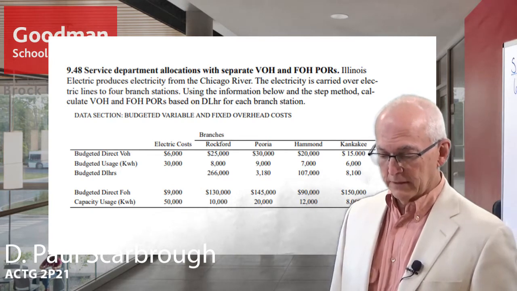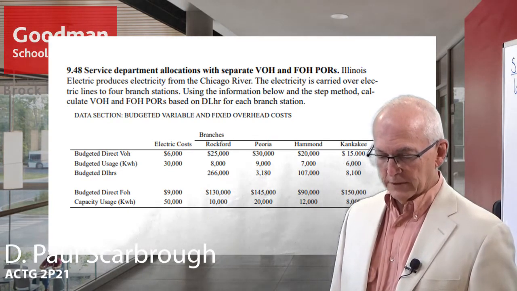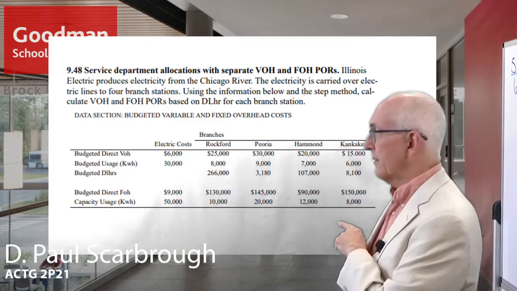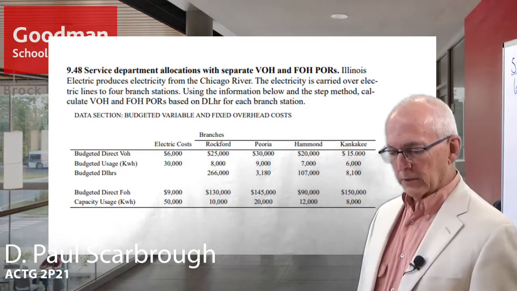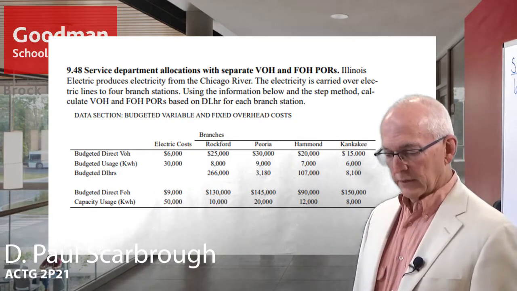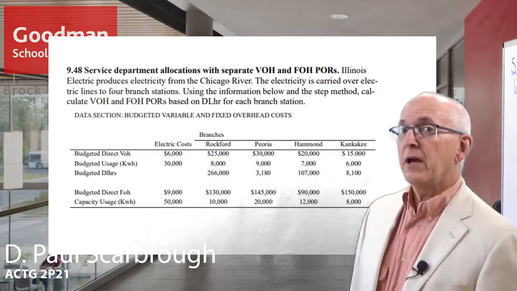So what we have here is we're generating electricity. It costs us 2 different amounts of money. Notice that there's a variable cost and a fixed cost. What you see is that the variable cost is $6,000. Look down, not the bottom line, but the next line up. You'll see that the fixed cost is $9,000.